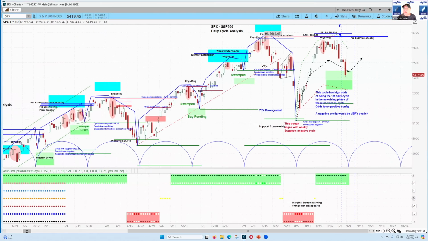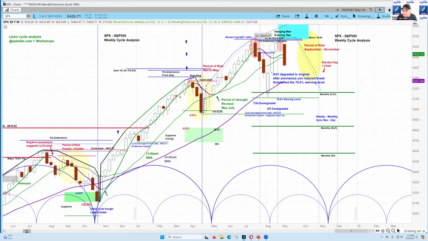I mean, it rallied up further than I expected, but still the shape of the pattern and the timing of the pattern is really right on. And you can see in the bottom the option bias study, which shows you how to keep your option positions biased. And it's been green through all of this time period because it's affected by the conditions on the longer term, which are still positive.